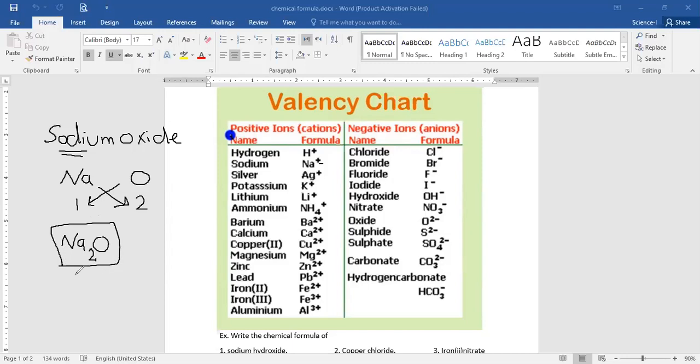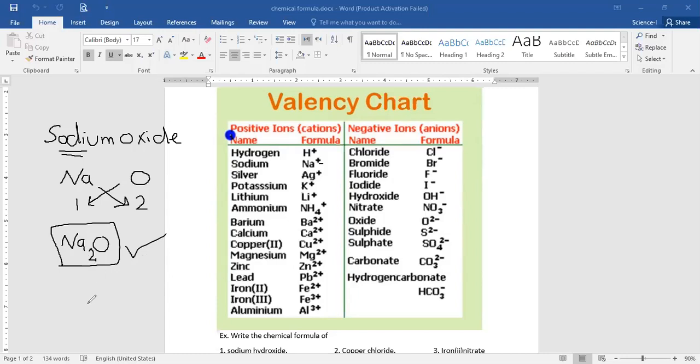So in that case, who can tell me what Na2O means? It means how many sodium? 2 sodium, and 1 oxygen. 2 sodium atoms are bonded to 1 oxygen. So Na2O is sodium oxide, which means that in this compound, one oxygen atom is bonded to two sodium atoms. That's how we write a chemical formula.